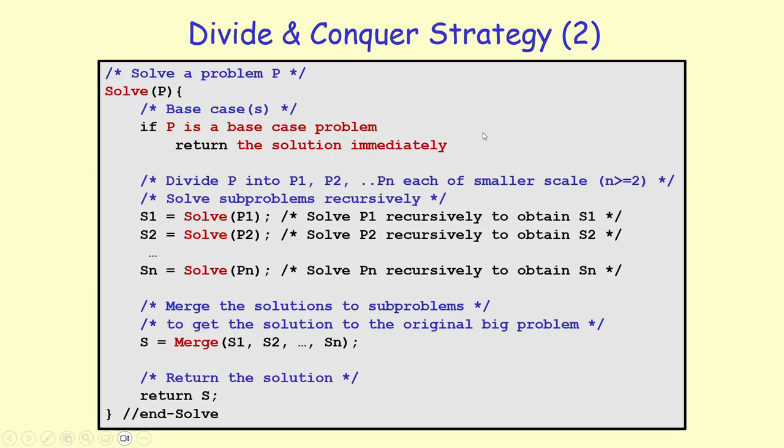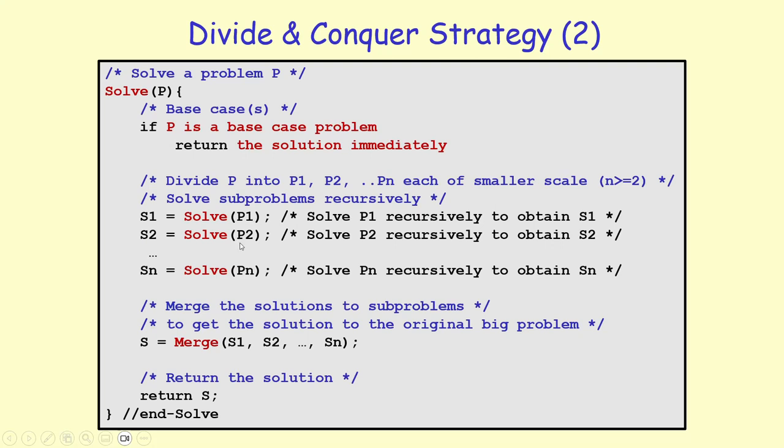Here is the general template for every recursive function that you're going to implement. You have a recursive function solve that takes a problem P. At the top of your recursive function, you will always write the code for the base cases or stopping conditions, meaning that you first check if P is a base case problem, meaning that if the problem is very small, then the solution is obvious. You don't have to divide it any further. So in that case, we just return the solution immediately without going into the rest of the body of this template solve function.